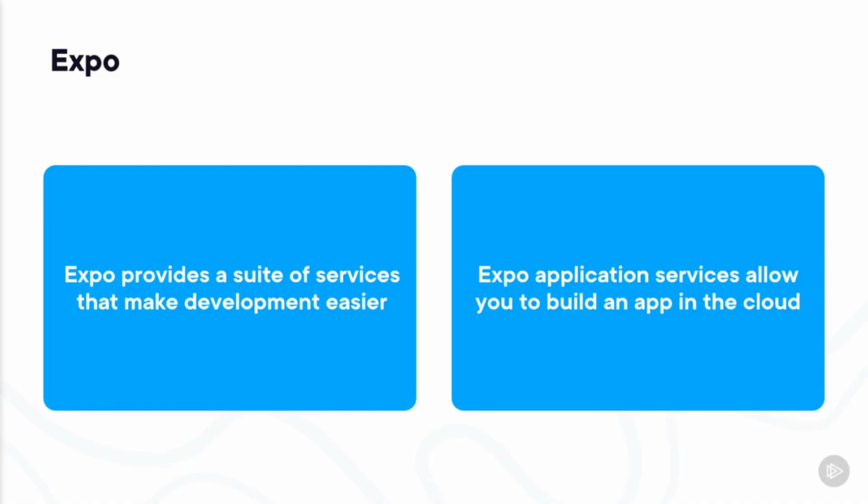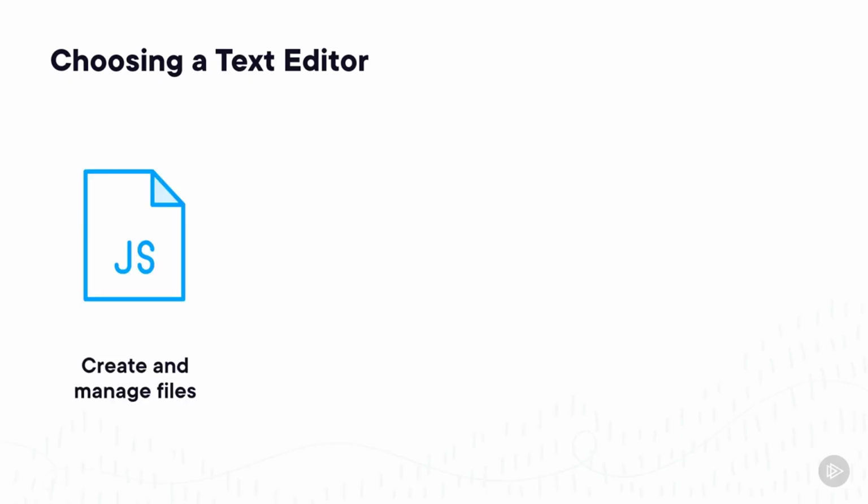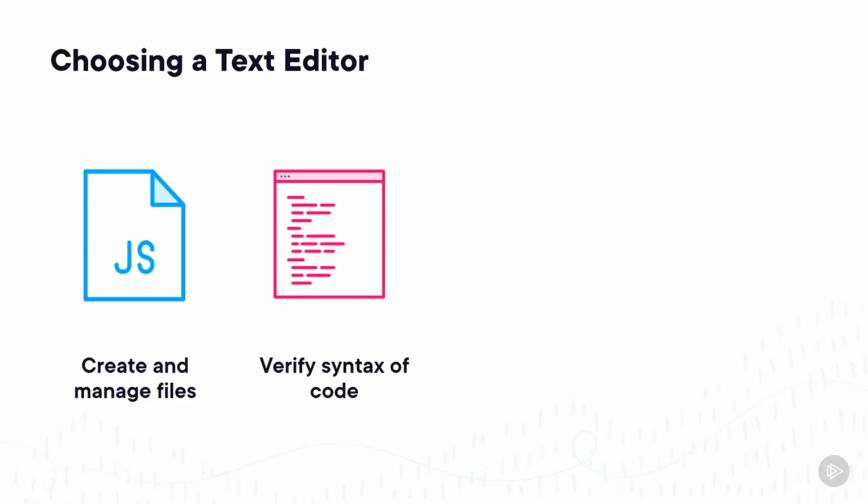Now that you understand why you would want to choose React Native, in the next clip we will configure a text editor to build our project with. The choice of a text editor also comes down to personal preference. The text editor is where you can create and manage the files that will make up your app. The other advantage of using a text editor are the extensions that are provided. These extensions can verify the syntax of your code. This will highlight any code that will produce an error.